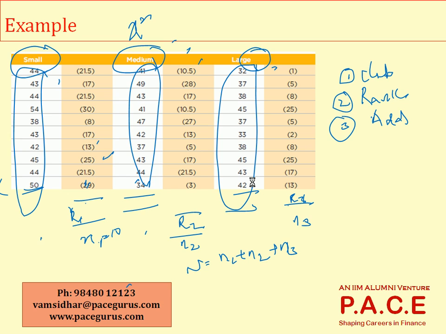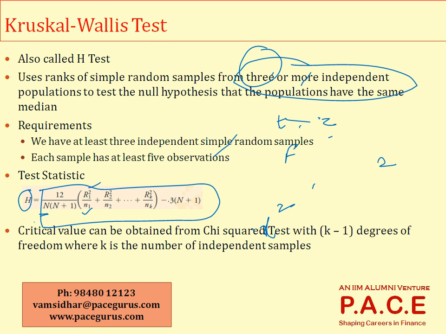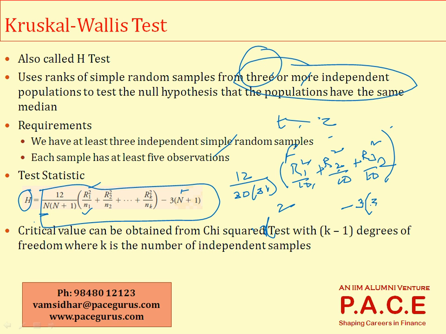And using that, what you can very well do is apply this formula. You try to calculate a value of H using this formula, 12 by 30 into 31, and you have to find out R1 squared, divided by 10. You add up all the ranks and then square it. R2 squared divided by 10 plus R3 squared divided by 10, because the sample size is 10 in each of the samples. And from this value you subtract 3 into n plus 1, which is 31. Whatever comes out will be your H value, which is nothing but your chi-square statistic.